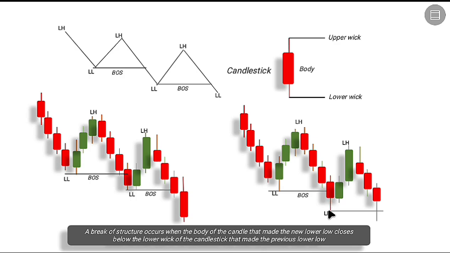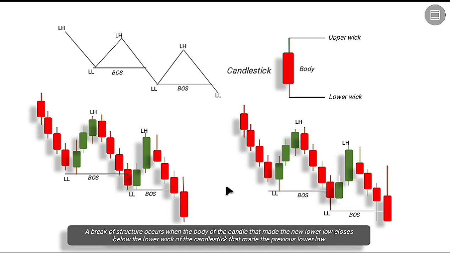But if, however, another candle prints and it breaks through like this, then this is a confirmed break of structure. Why? Because the body of this candle now closed below the lower wick of the candle that made the previous lower low. I hope you find this interesting.